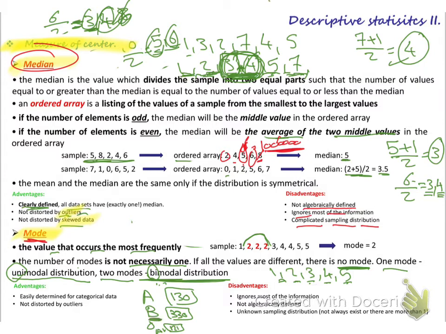So blood group B is repeated more than the others, the frequency is high. So this is my mode. In this group, it will be easy. It is easily determined for categorical data, because blood group is categorical data. It is not quantitative data, okay? It is not continuous. It doesn't have a number for each one.